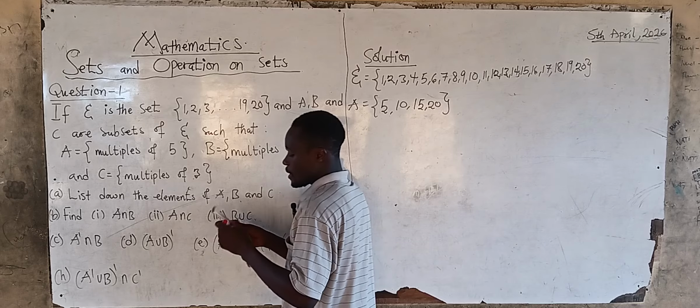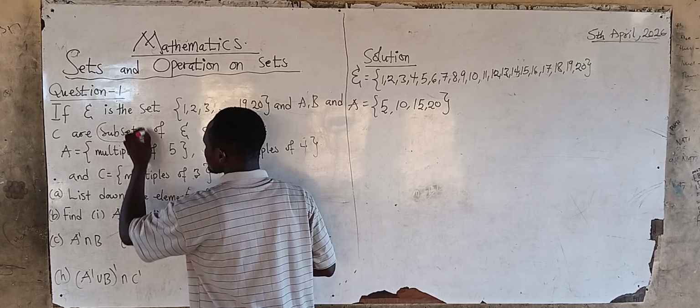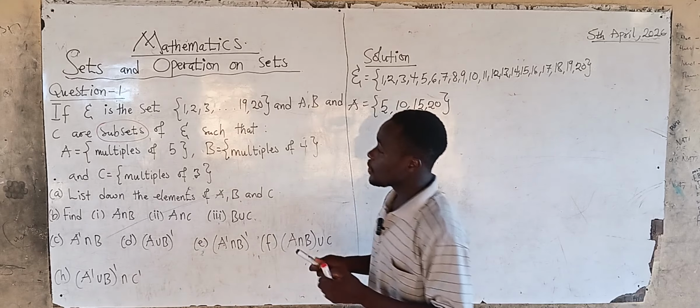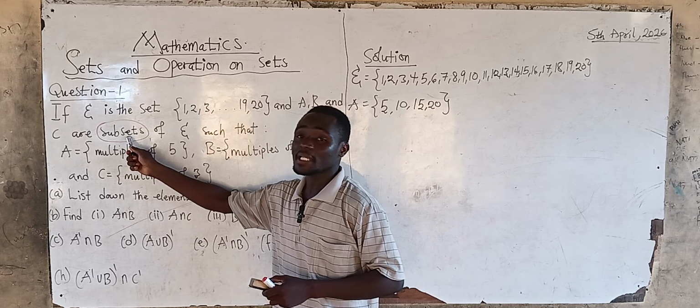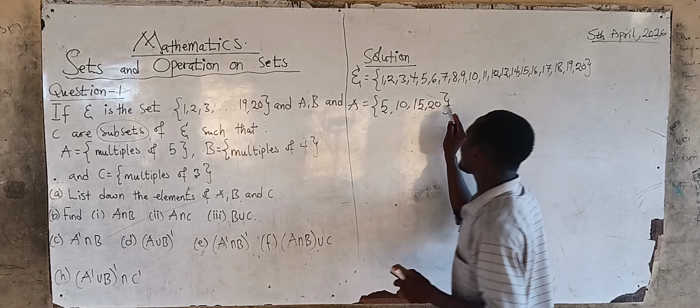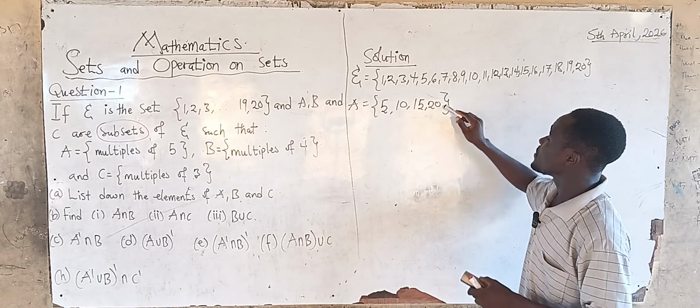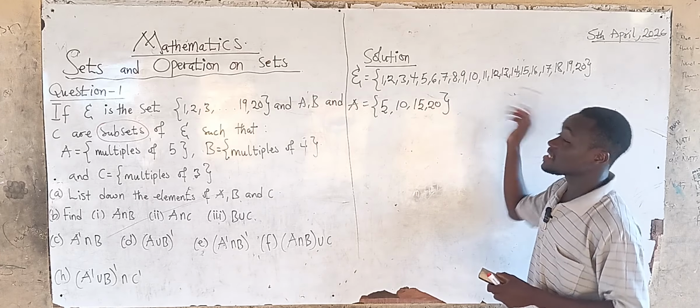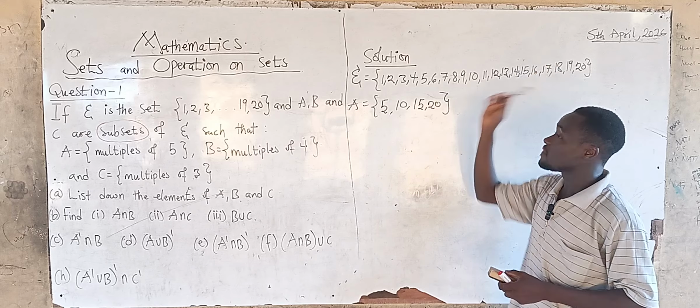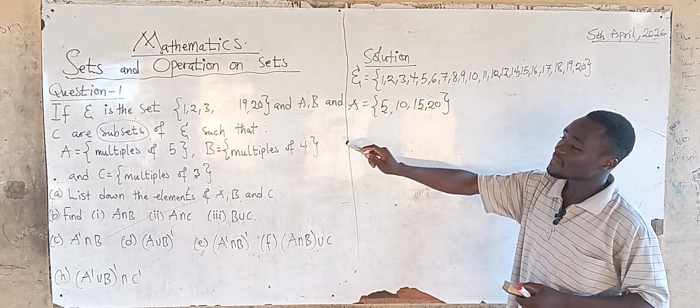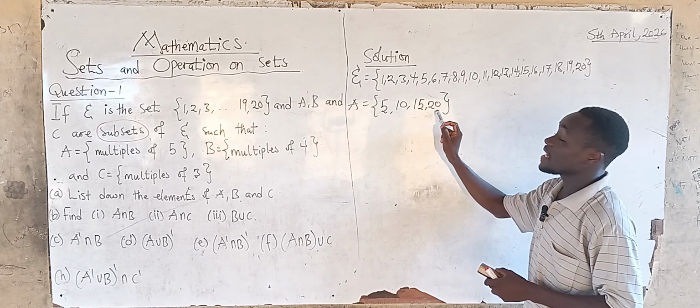Let me use the red marker to indicate it. We are using the idea of what? Subset. Are you getting me? That is why we have ended here. Multiples of 5, we can exceed 25. There are more of the multiples of 5. But because of the subset, that is why we have ended here.